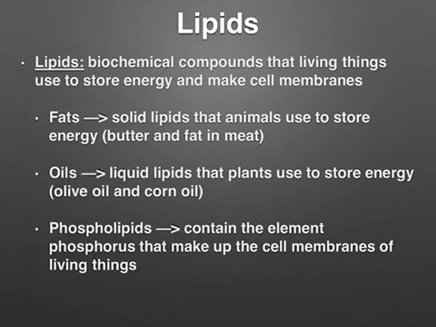Third, we have lipids, and these are used to store energy and to make cell membranes. There are 3 types of lipids: fats, oils, and phospholipids. Solid lipids found in animals are referred to as fats, and liquid lipids are found in plants, and these are called oils, like olive oil and corn oil. Olives come from plants, corn comes from plants. And phospholipids will contain the element phosphorus, hence the name phospholipids. This is a component that makes up the cell membrane of living things.